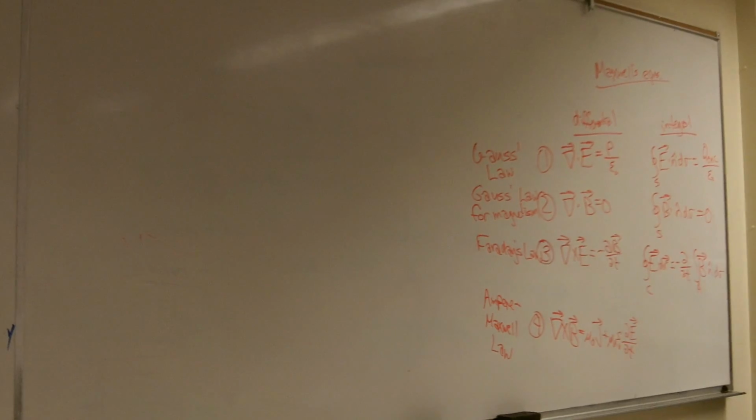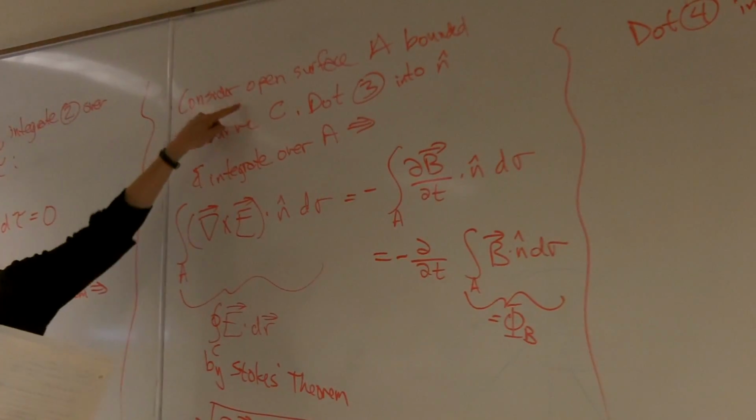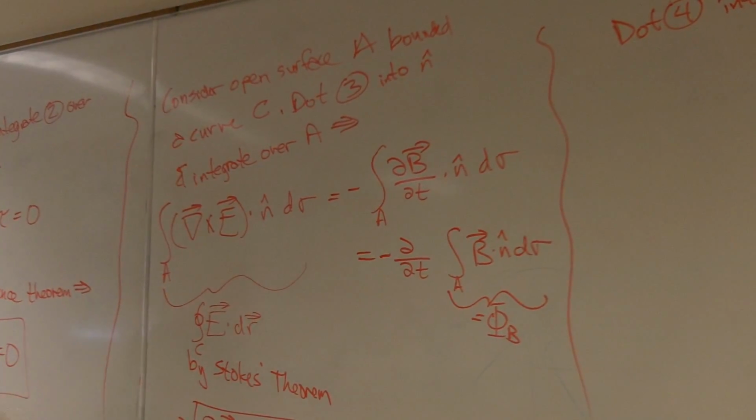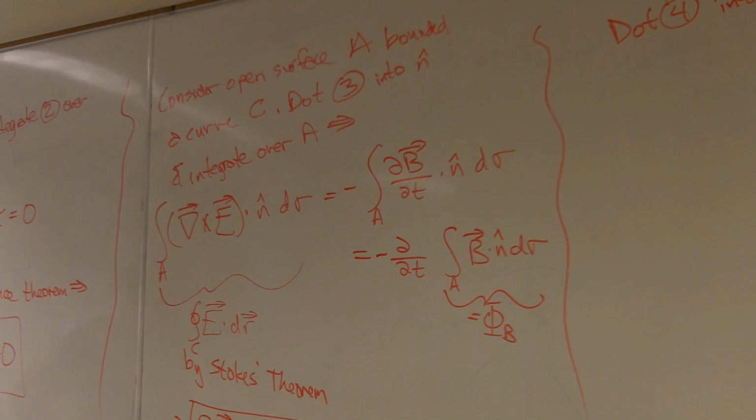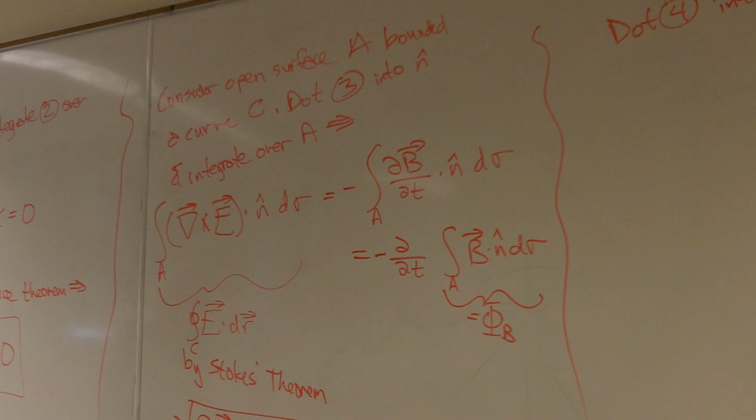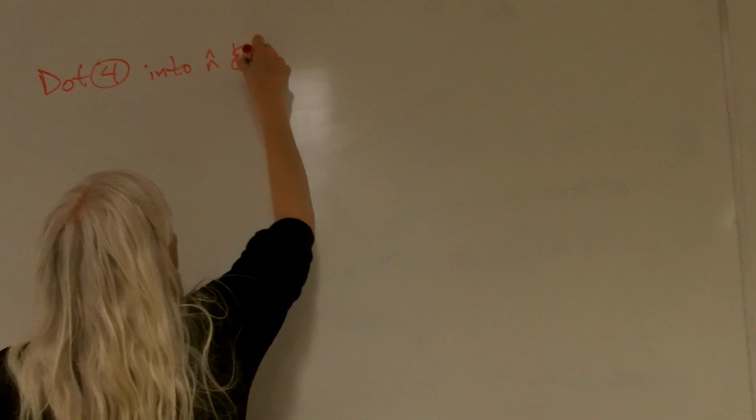So we're going to take that equation, we're going to dot both sides of it into the n hat unit vector. So again, the first sentence here still applies: imagine an open surface A bounded by some curve C. N hat is a unit normal vector to the surface. So we're going to dot equation 4, dot both sides of it into n hat, and then integrate over that area.